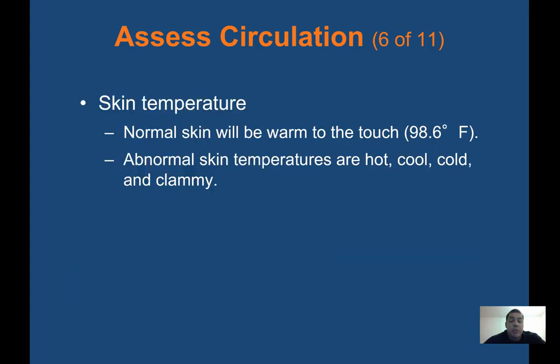So skin temperature. Normal skin will be warm to the touch, 98.6 Fahrenheit. Abnormal skin temperatures are hot, cool, cold, and clammy. So if a patient is really sick with what we call sepsis, where their infection has gotten into their blood, they could be either really warm or really cold, or it could be the environment. They might be having a heat stroke, or they might be suffering from hypothermia. What's the weather like outside? Remember, situational awareness.